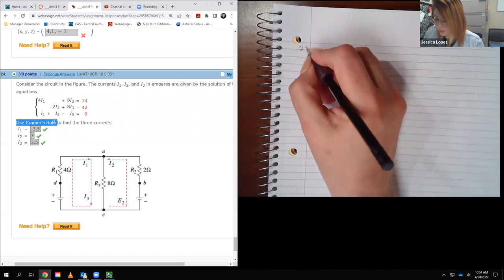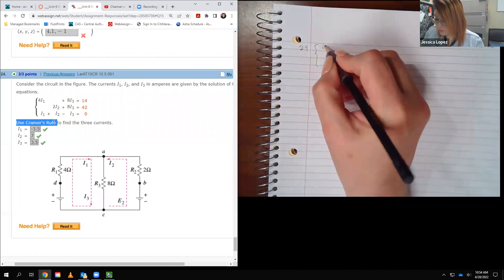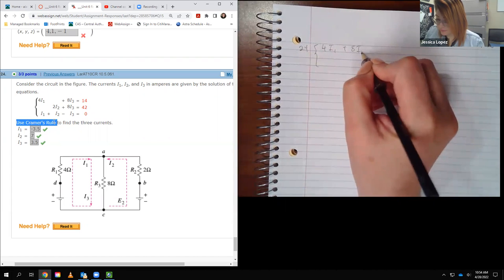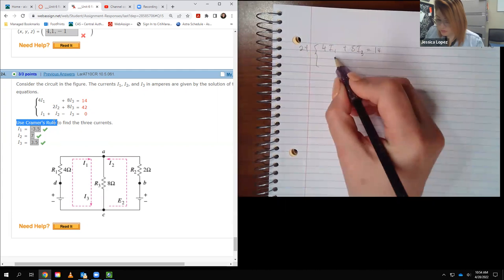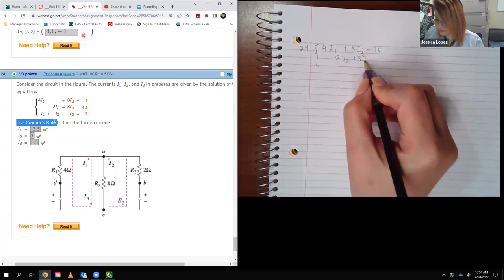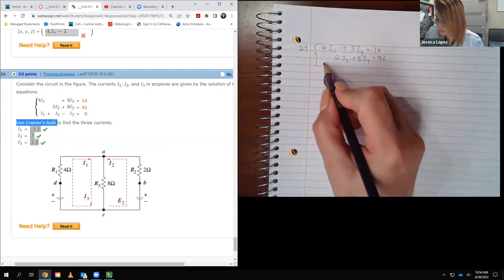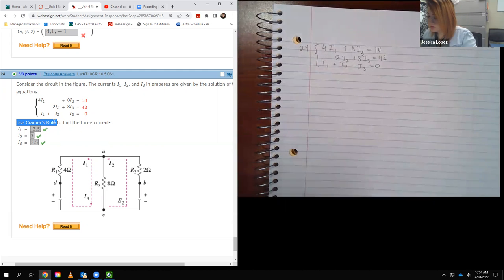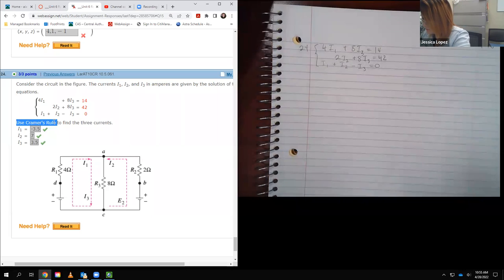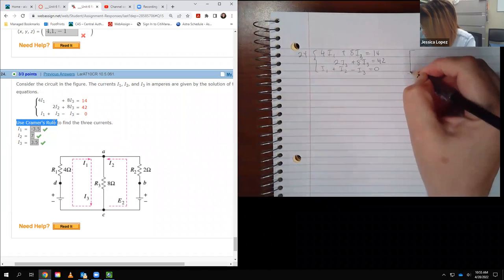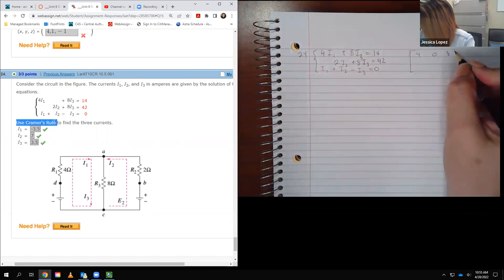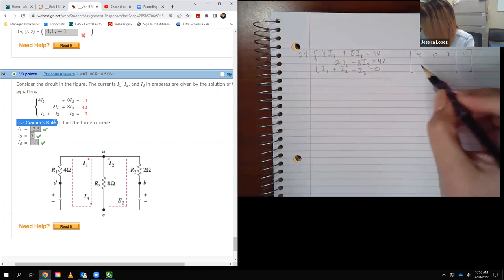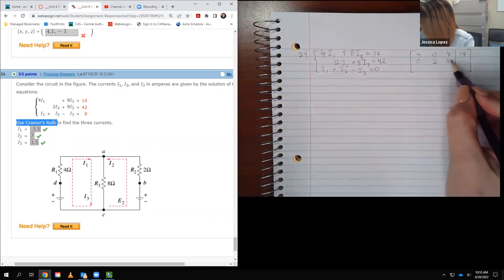So for 24, we have 4I1 plus 8I3 equal to 14. 2I2 plus 8I3 equal to 42. I1 plus I2 minus I3 equal to 0. So this one, I know it's going to waste a little bit more time, but I am going to cover it from scratch, essentially. So the matrix is going to look like 4, 0, 8, 14, because I2 is missing in the middle there. I1 is missing, 2, 8, 42, 1, 1, negative 1, 0.